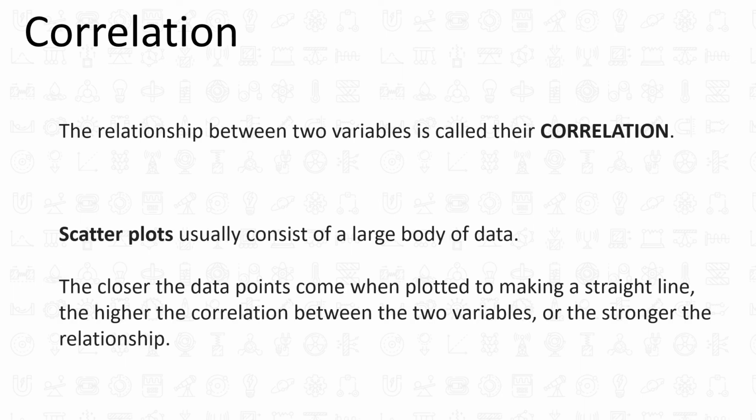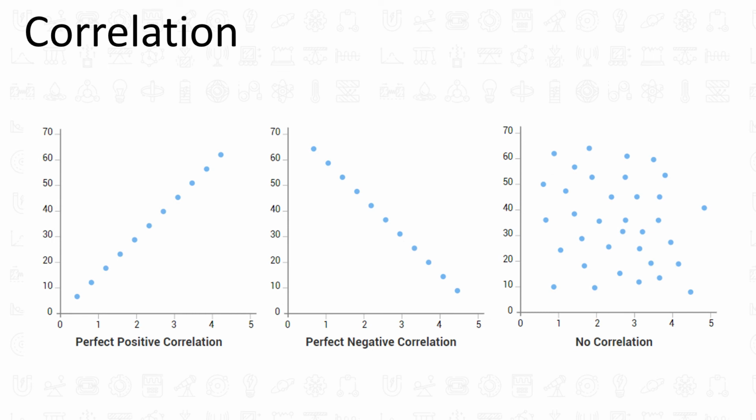So scatterplots usually consist of a large body of data. The closer the data points come when plotted to make a straight line, the higher the correlation between the two variables, or the stronger the relationship. So let's look at some examples.